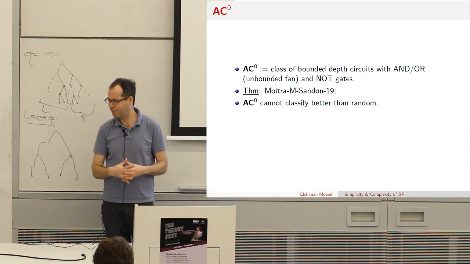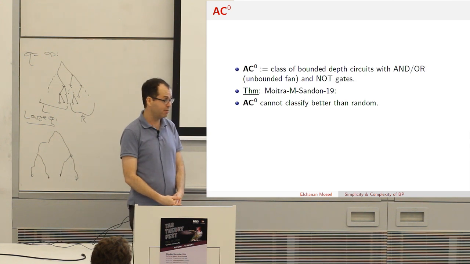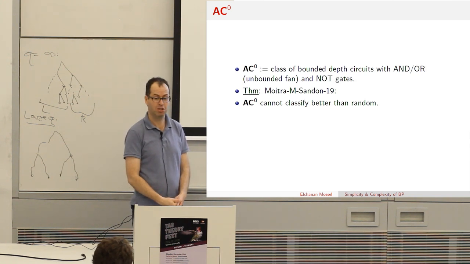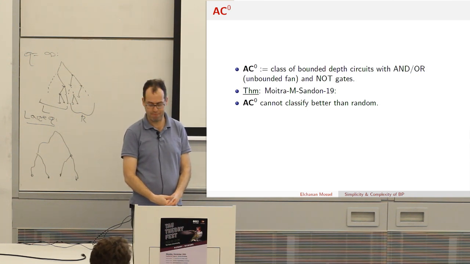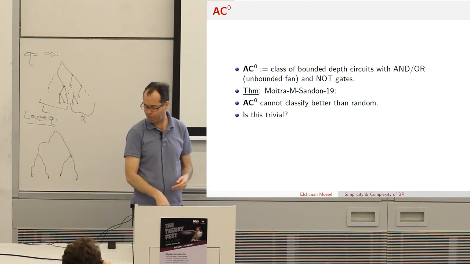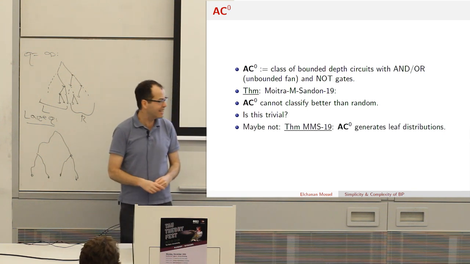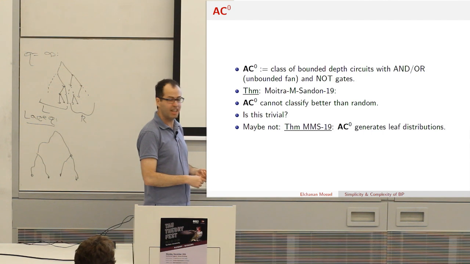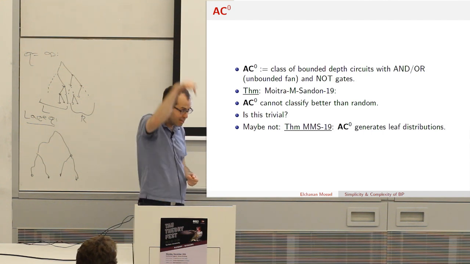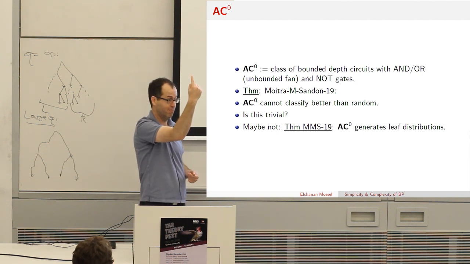So the first theorem that we can prove is the following. AC0 applied to the labels of the leaves on the tree, no matter which model, no matter which Q, cannot classify better than random. If you just look at AC0, bounded depth, you cannot do better than random. And maybe it's trivial. I think it's sort of trivial. But maybe it's not so trivial, because one thing that we do prove in the other direction is that AC0 can generate the leaf distribution. So the process going this way, you can do with AC0. But the process going that way, you cannot do in AC0.